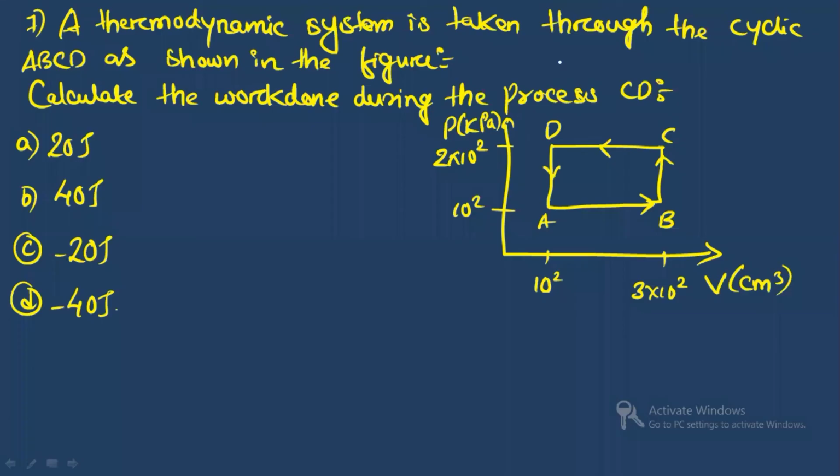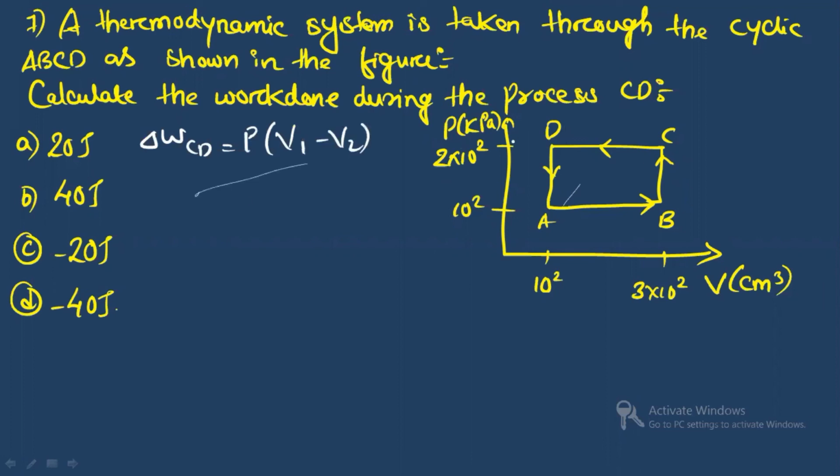So now let's see the last question. Here it is said a thermodynamic system is taken through A, B, C, D, as shown in the figure. You have to calculate the work done during the process CD. So this is very simple. Work done, delta W for CD. We know W is equal to the integral of P dV. So you can write just P times (V1 minus V2), I'm writing here because it is anti-clockwise.